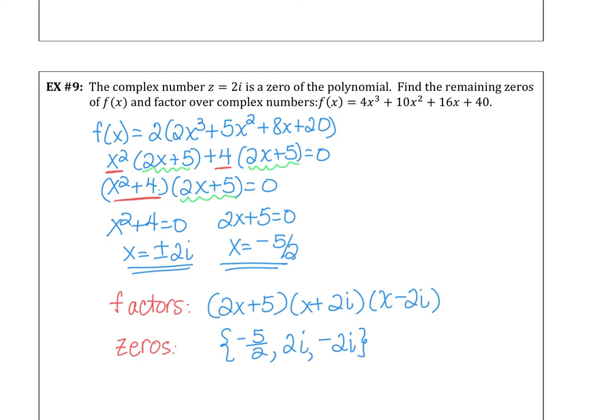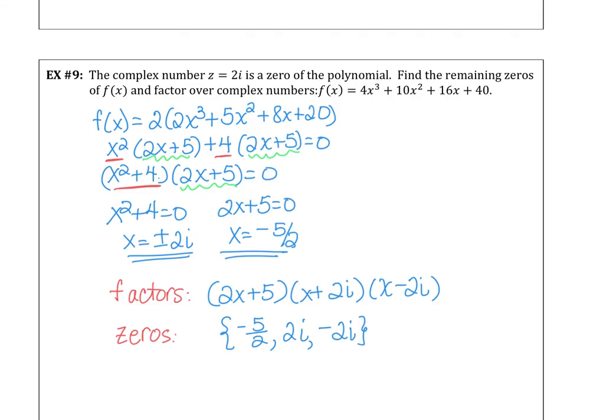If you factored by grouping, you took out an x squared in the first two terms, and you took out a 4 in the second two terms after you took out the 2. And then you had x squared plus 4 and 2x plus 5. Notice I divided the 2 into the 0 and got rid of that. x squared plus 4 gives me two complex zeros, 2i and negative 2i. And then the linear factor gives me a real zero at negative 2.5. The linear factors look like this, and the zeros we wrote as a set.